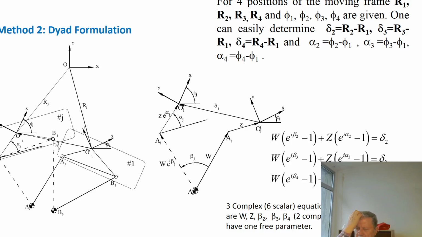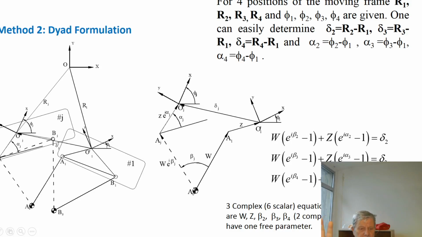In the real plane, this will correspond to six scalar equations. If I equate the real and imaginary parts of these equations, I will end up with six scalar equations. Now, in these equations, let us say first what we know: alpha 2, delta 2, alpha 3, delta 3, alpha 4, delta 4 are given.